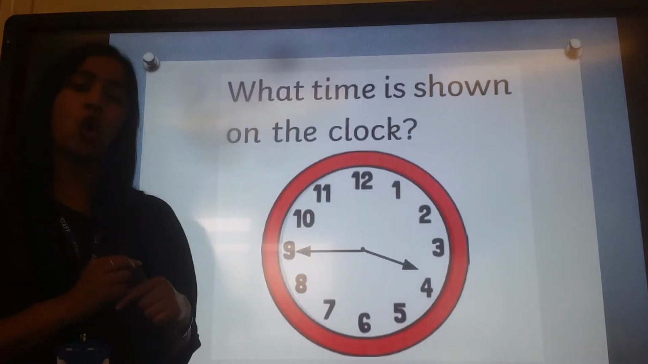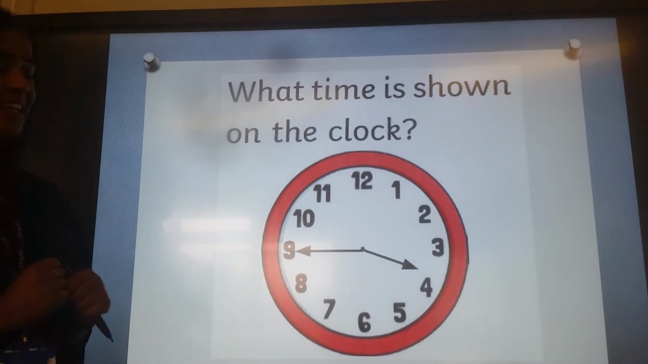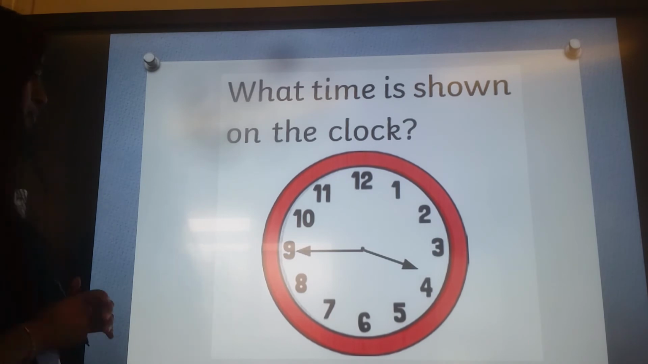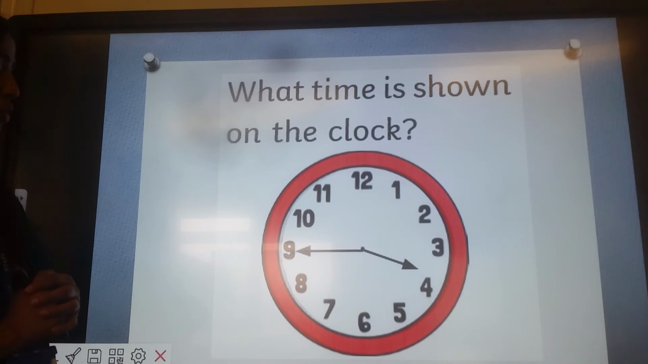What time is shown on the clock? Off you go. Are we ready? Okay, so let's have a look carefully. What time is shown on the clock?